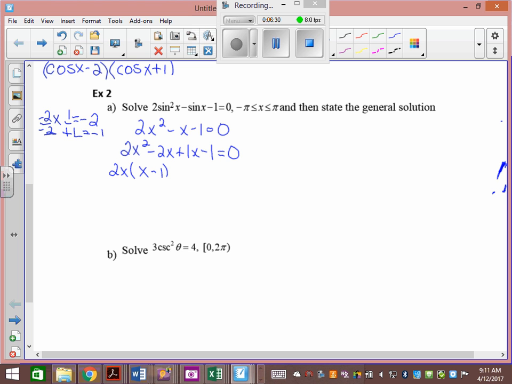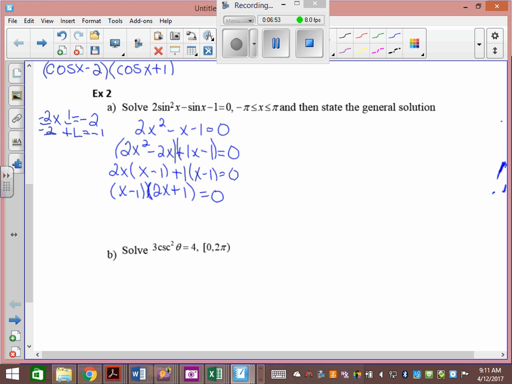What do I have to do for this back one? What do I have to take out of it? Nothing. So if I can't take out anything, what do I take out? A 1. x minus 1, oops, and then 2x plus 1.